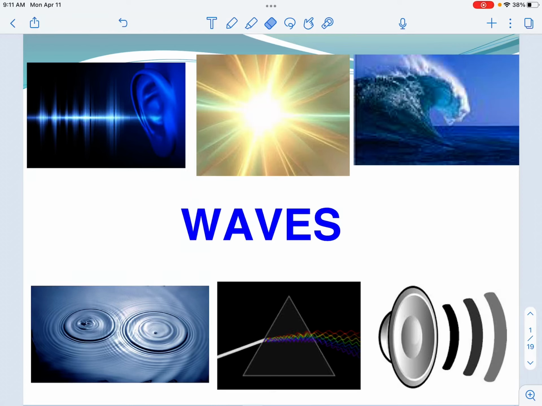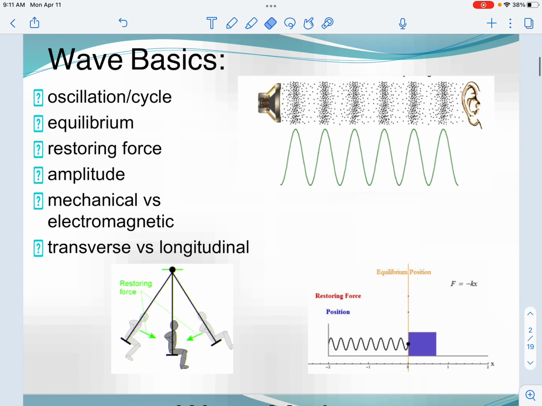All right, what I want to do is just run through some of the vocabulary and main ideas that you'll need to know about waves for this chapter. So here we have a list of some vocabulary words: oscillation, cycle. This could also be called a wave. It could be called a wave cycle. And so these are just different ways for us to refer to that one time through the pattern. I'll go over that more in just a second.